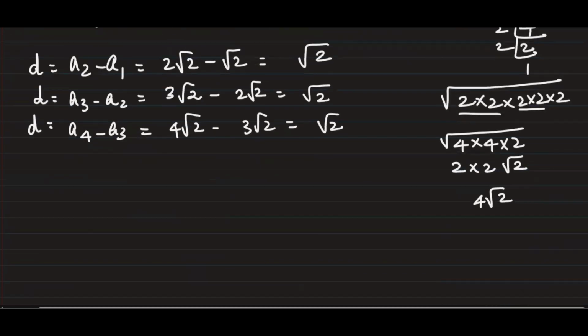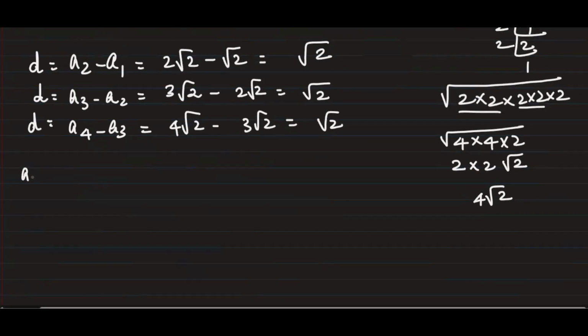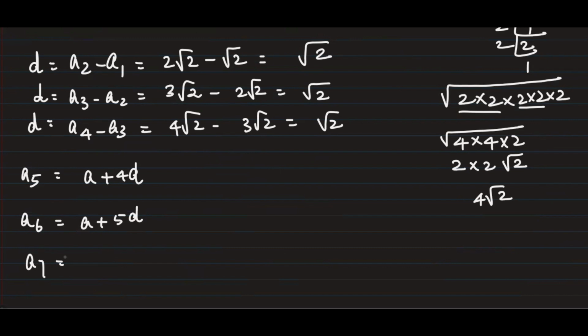So the first 4 terms are given. We are going to find the 5th term, that is A5, which is equal to A plus 4D. The 6th term is equal to A plus 5D. And the 7th term is equal to A plus 6D.